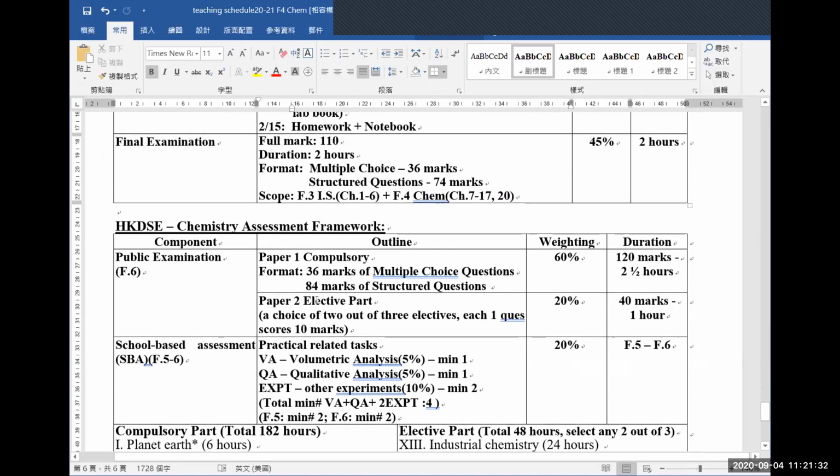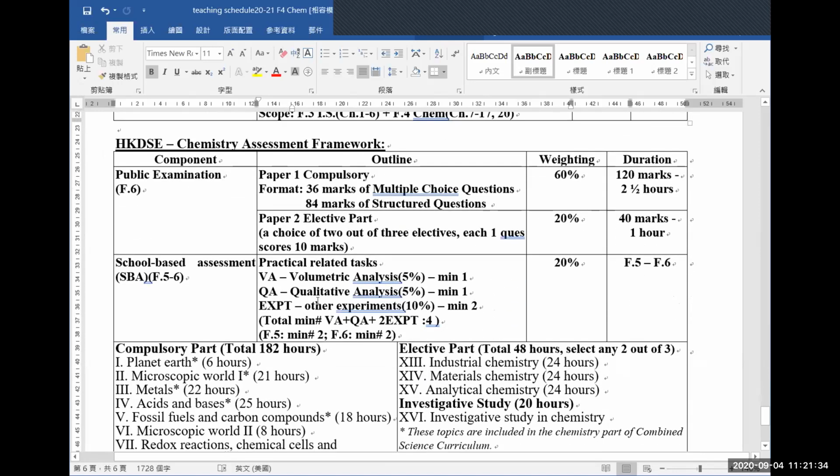For the term 2 stuff, we will introduce to you later. Now, if you want to talk about the chemistry DSE, what is that? Chemistry DSE comprises 3 parts: paper 1, paper 2, and SBA.